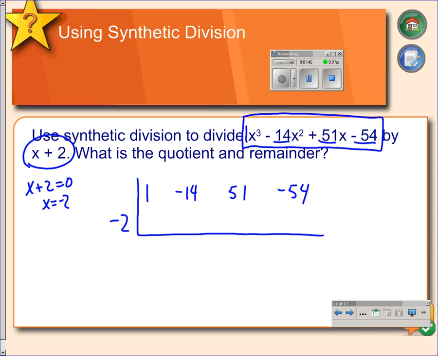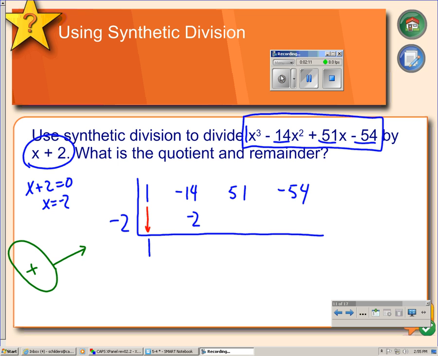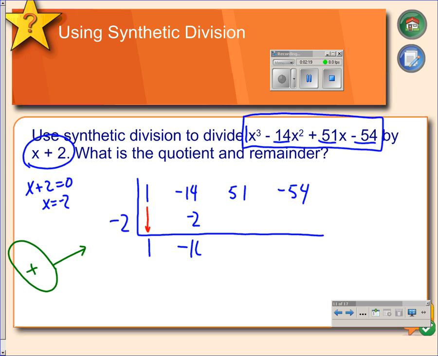So now, to do synthetic division, you take your first term here and you drop it down all the way outside the box. Then you will multiply these two numbers together. That multiplication will go right there, the answer to that multiplication. So 1 times negative 2 is negative 2. That goes here. Next, I will add this column together. Negative 14 plus negative 2 is negative 16. Then I multiply. Negative 2 times negative 16 is positive 32, and that goes under the 51. I add the 32 and the 51, which gives me 83.